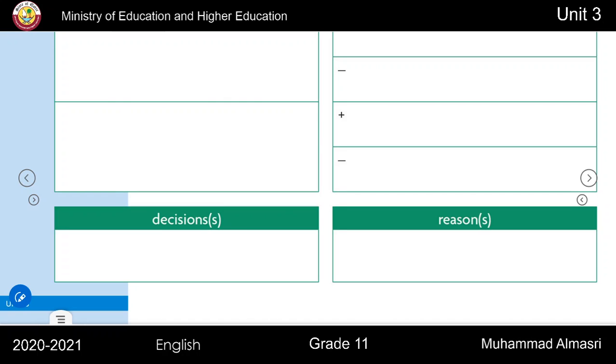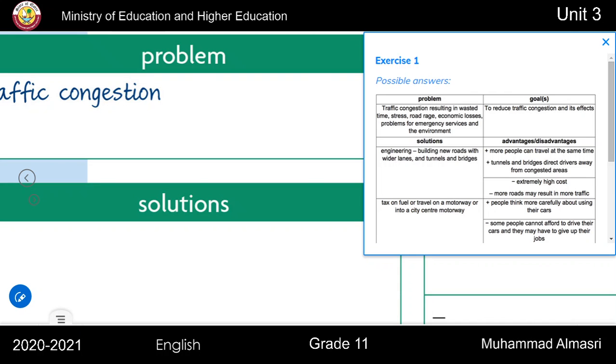Now pause the video again. Do the exercise. After that, wait for the model answers. Possible answers are shown now. You can pause the video and copy the answers to your book.